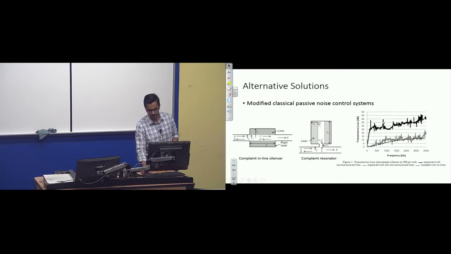So this is the transmission loss curve for this modified silencer over here. This is the transmission loss with the liner installed, and this one is without, and you can clearly see the difference. So with the liner, you dampen the system more, and without, it's not that much.